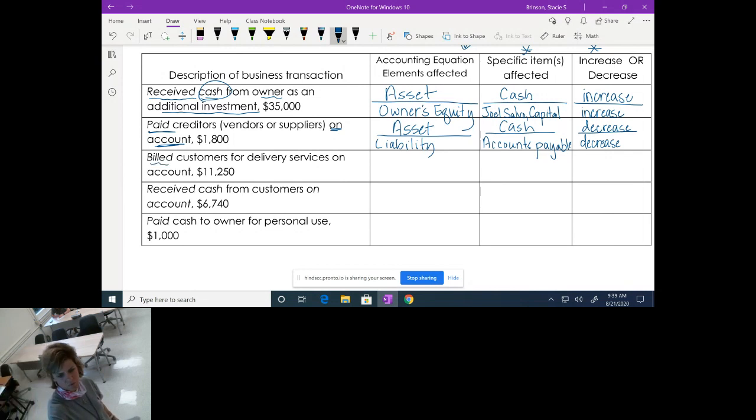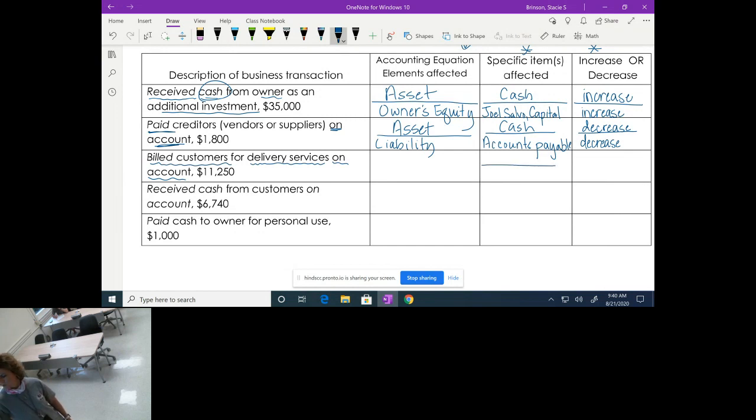Billed customers for delivery services on account. So we're talking about customers. We're billing them. We're not collecting any money. And remember, I told you once the work that they do is done, they've earned revenue. So what do y'all think about this one? Fees earned. Fees earned would be part of it, yes.